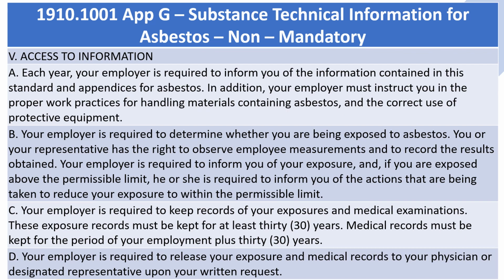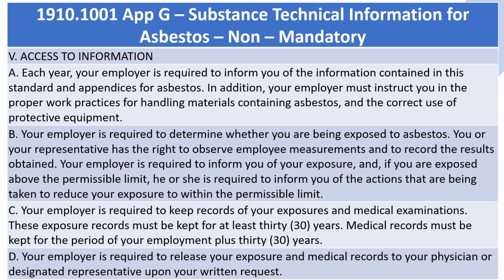5. Access to information. A. Each year, your employer is required to inform you of the information contained in this standard and appendices for asbestos. In addition, your employer must instruct you in the proper work practices for handling materials containing asbestos and the correct use of protective equipment.